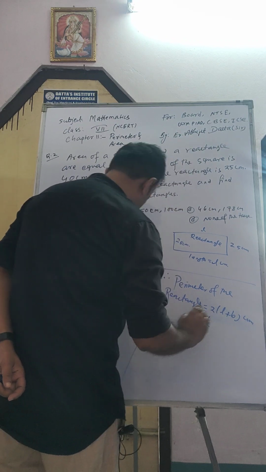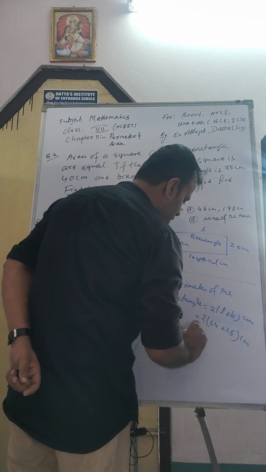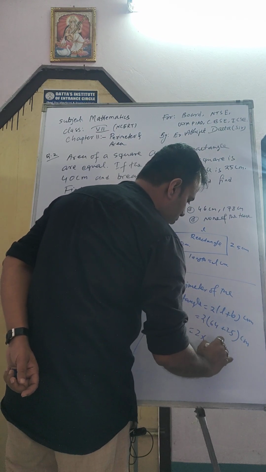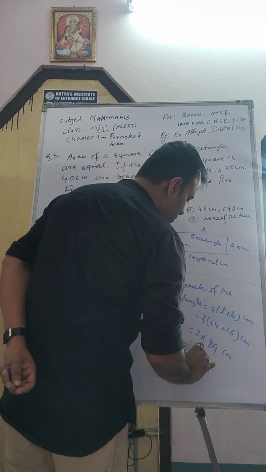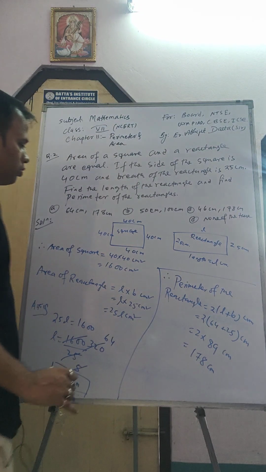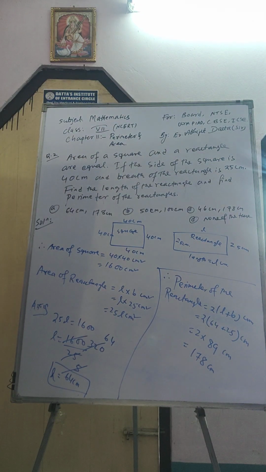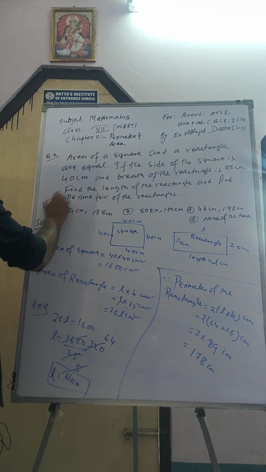That is, length is 64 and this one is 25 centimeter. So 2 into, if I add this one, it will be 89 centimeter. If I multiply by 2, it will be 178 centimeter. So look at the options, which option is correct? 64 centimeter is the length, and perimeter is 178. So option A is the correct answer.